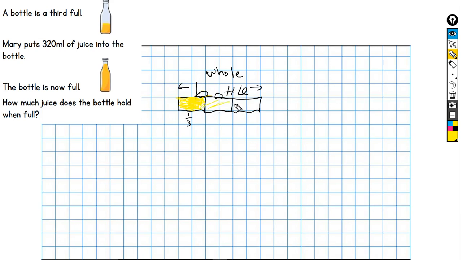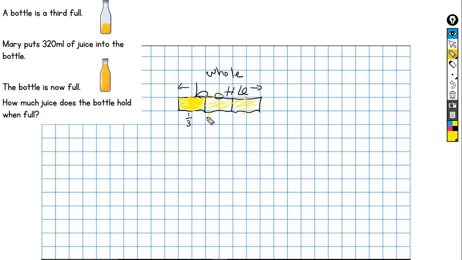So this is what Mary puts in. Yeah, so she puts in that much and then the next one as well. So that's all the juice that Mary adds to the bottle, isn't it? Yes. Do you know how much juice that was? Do we have a way of measuring it? 320 millilitres. Well done, it was 320 millilitres.